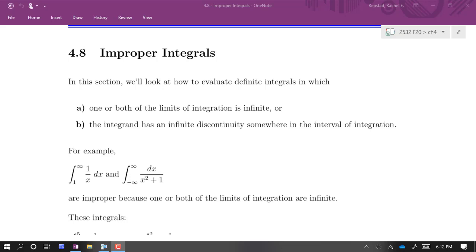Now we're going to look at special kinds of integrals. These are ones that look like and kind of behave like definite integrals. So there are limits on the integrals. But the reason they're called improper is because either one or both of the limits of integration are infinite, or the integrand has an infinite discontinuity somewhere in the interval of integration. And an infinite discontinuity basically means a vertical asymptote.